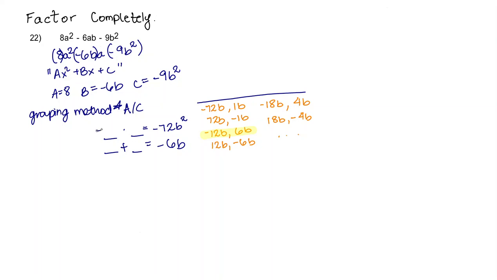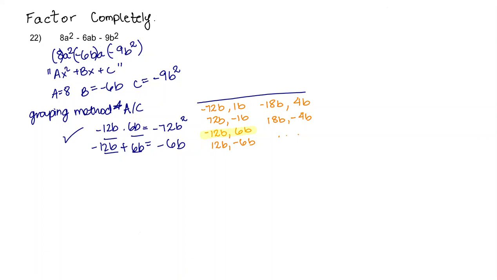So here we're going to write negative 12b and 6b. Let's go ahead and check one more time if that works. Negative 12b times 6b equals negative 72b squared, and then when that adds, it makes negative 6b. So those are our factors.